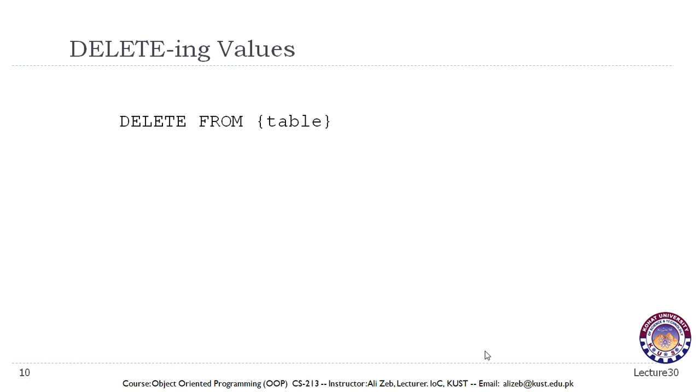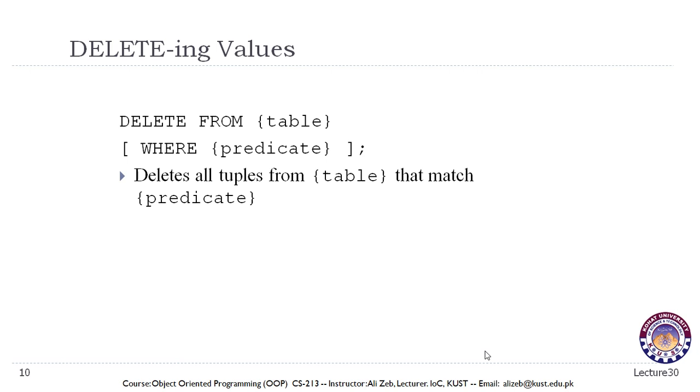We can also delete values from our database. Delete from the name of the table where predicate, where we provide a condition. This deletes all tuples from the table that match the predicate. The predicate will be the condition that we want to match, or a particular column that we want to delete. It searches the table and deletes the match, and this will delete a row from the table. Use a primary key to isolate the one tuple.